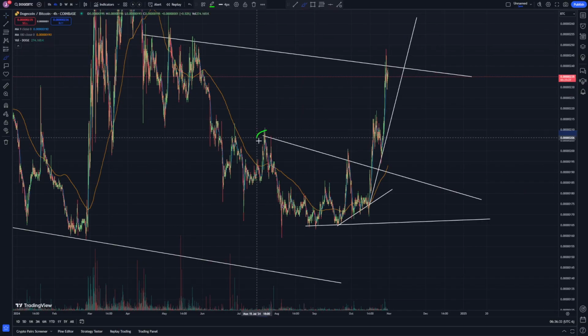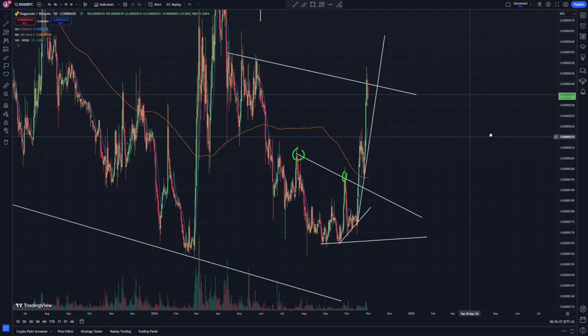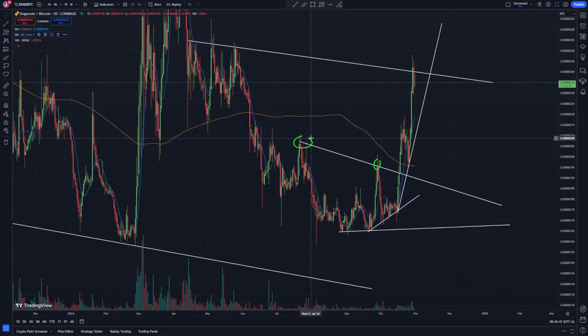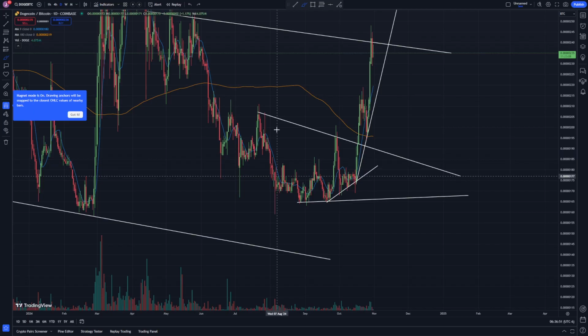Basically, I was watching this resistance. Let's switch over to the daily time frame. You can choose the different time frames right here, just in case you're new. But I was watching this resistance, and then this support and this support. I was watching this little pattern that we formed, and I was saying if we break this, then that's going to be a good sign for Dogecoin.